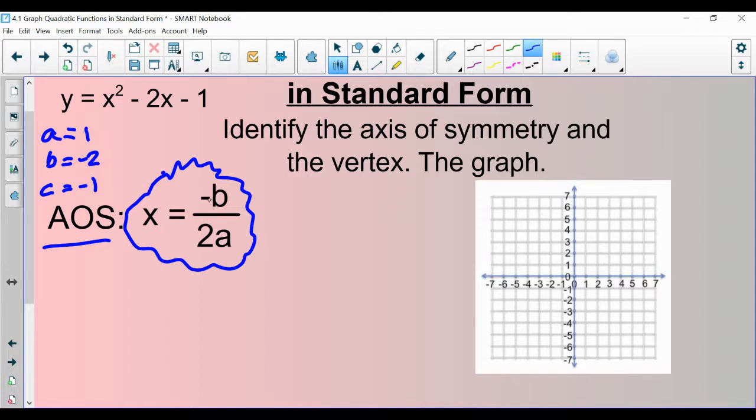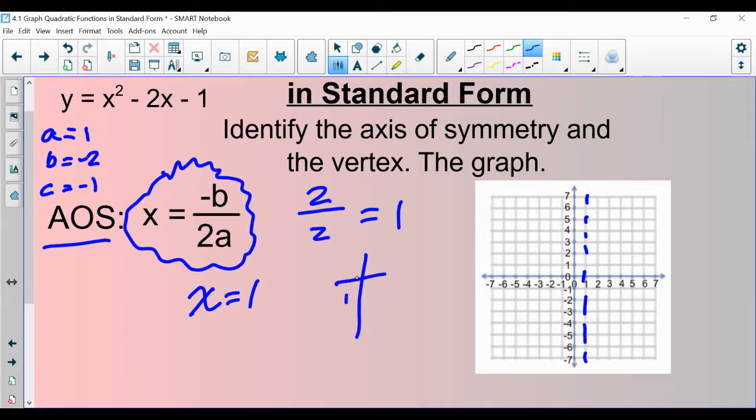When you plug in -2 into -b, that would be +2. And then plugging in 1 in for a, that would be +2 as well, and we get 1. Our axis of symmetry here is going to be x equals 1. X equals 1 is a vertical line, and it's a vertical line where the x value is 1. That would be right there. Remember what I told you guys. You do have the ability to make a t-table with the x values being 1, and you pick the y values.